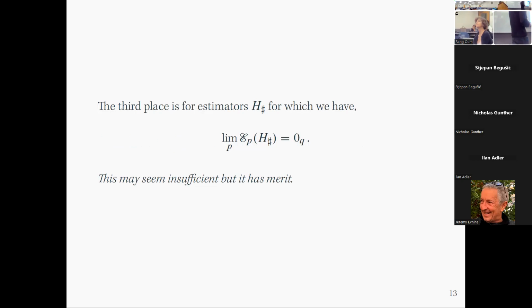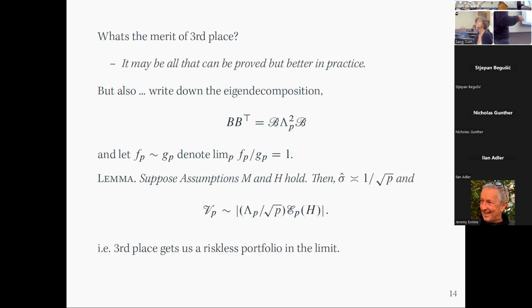When I say this may seem insufficient, I mean in terms of that risk ratio. And when I say it has merit, it's in a way that I'm going to explain in a later slide. I think it's here that I'm explaining it. I was shifting things around. I'm very tired. So what's the merit of third place? One thing is maybe you get that property and in practice it's way better. You think you place third, but you actually place second, but there's more.